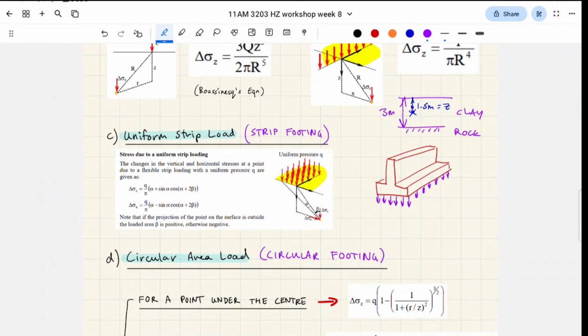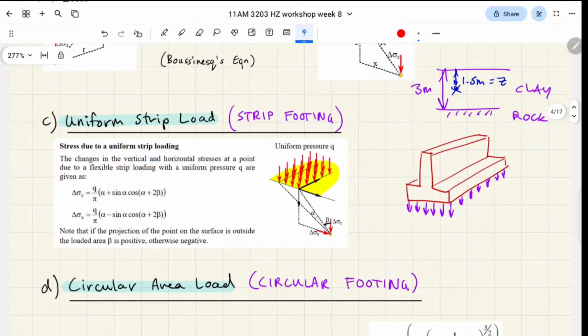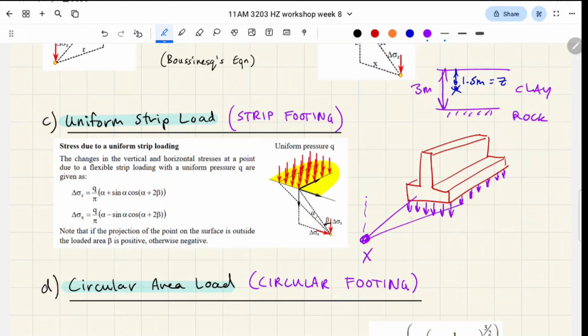The first one that we really have to start talking about is the uniform strip load. That's for a strip footing. This is what we're going to use for a strip footing, okay? It's like this. And again, if we have a point of reference over here that we sampled halfway down the clay layer, we have to do all these geometric calculations relative to that point, okay?